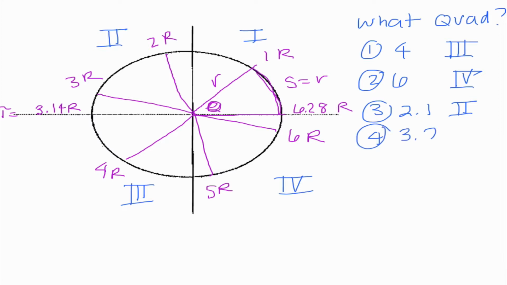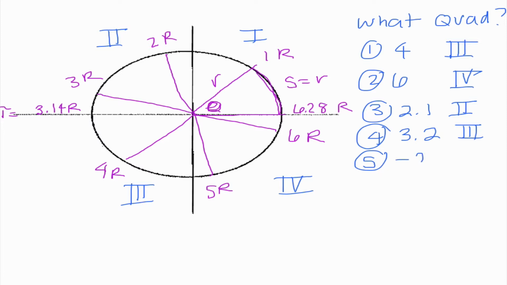Okay, here's one that's a little bit tougher. What about 3.2? I mentioned earlier that it's really helpful for us to use the quadrantals to determine where we should go. If this is 3.14, I know it's bigger than that, so that means it has to be down in quadrant 3.